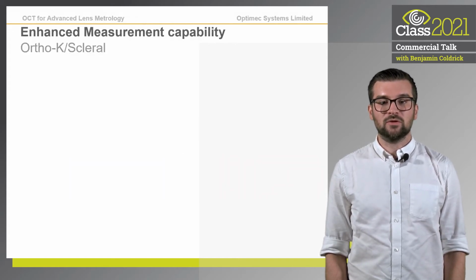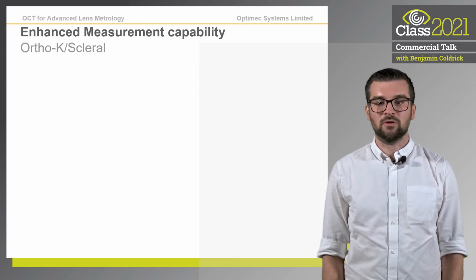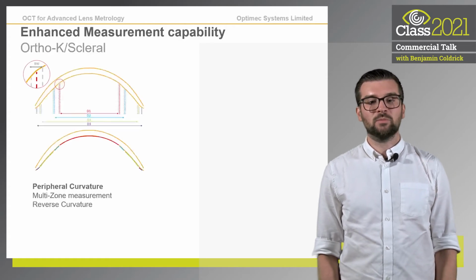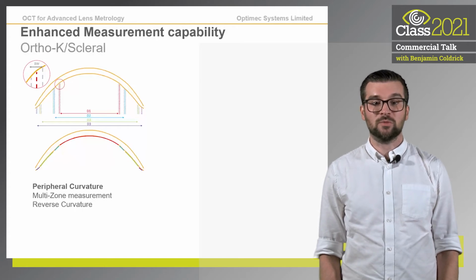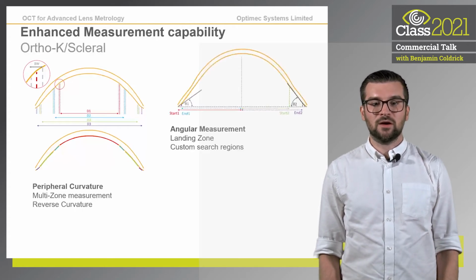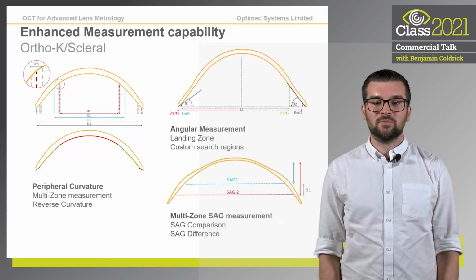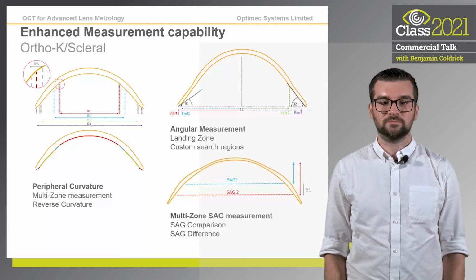The IS830 can also extract more complex measurements, which are becoming increasingly common with the growth of ortho-K and scleral lens designs. These include peripheral curvature inspection, such as the measurement of reverse curvature geometry, landing zone angles relevant for scleral lenses, and detailed sagittal depth comparisons between different chords for detailed lens profiling.